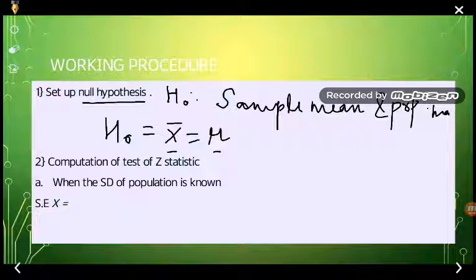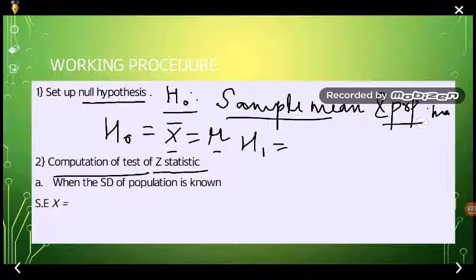The next step in the working procedure is the computation of the Z test. But before that, one more step: at the same time as we set up the null hypothesis, we have to set up the alternative hypothesis also. So what will be the alternative hypothesis? That can be represented by H1. H1 says that there is a difference between the sample mean and the population mean.